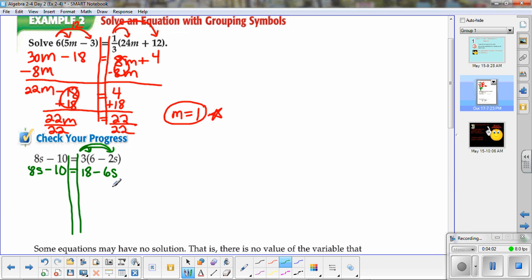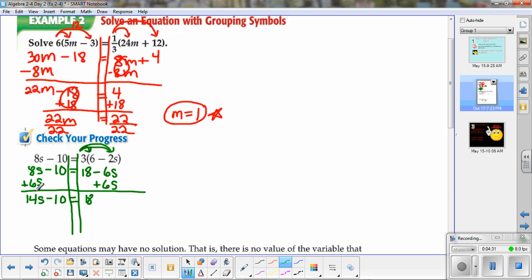Now we have variables on both sides. We can either get rid of the 8s or the negative 6s. I'm going to get rid of the negative 6s by adding 6s to both sides. 8s plus 6s is 14s. Minus 10 equals, we're left with 18 on the other side.